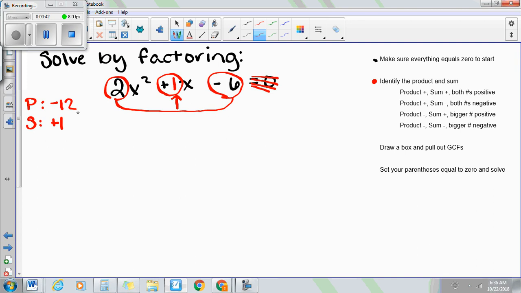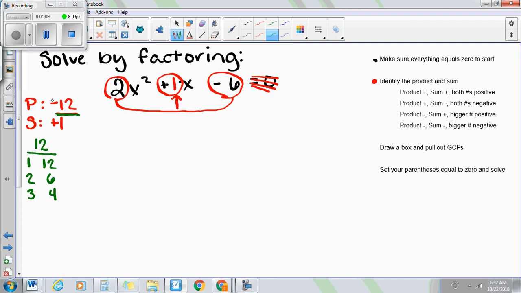So what I'm going to do now is take this product right here, pretend that it's positive for a second, and find all the numbers that multiply together to make 12. So I know 1 and 12, 2 and 6, 3 and 4. The next number I would try would be 4. So 4 and 3 is also a pair, but I've already used that pair, so I don't need to keep going.